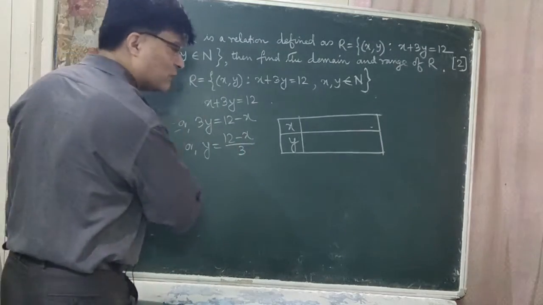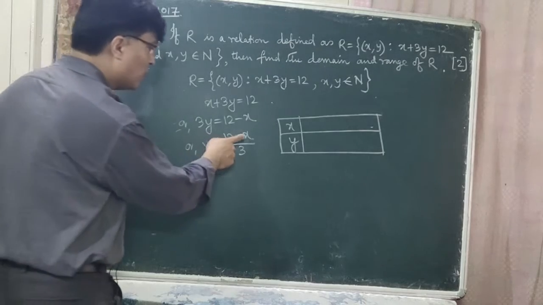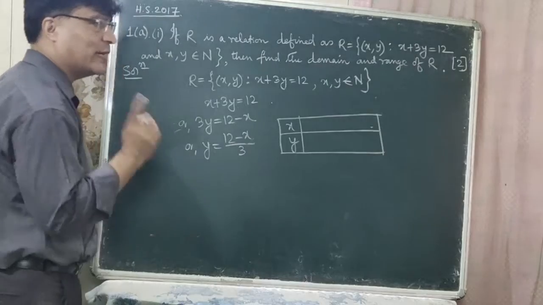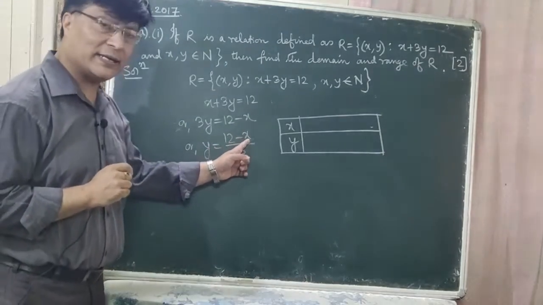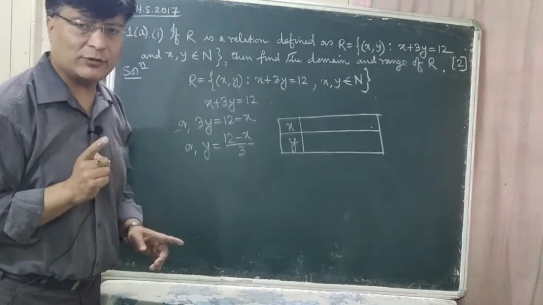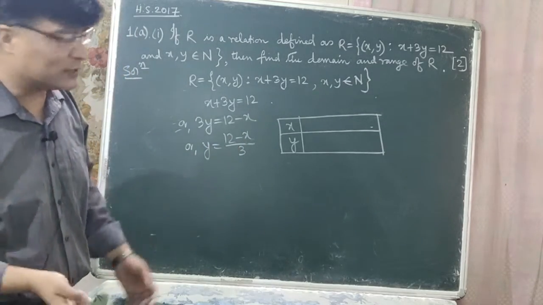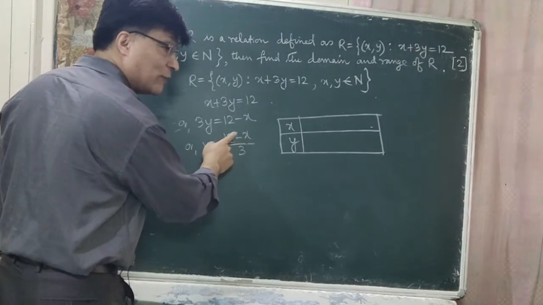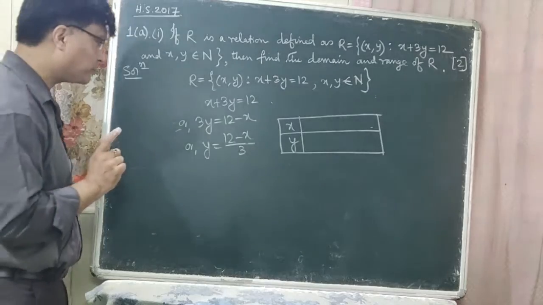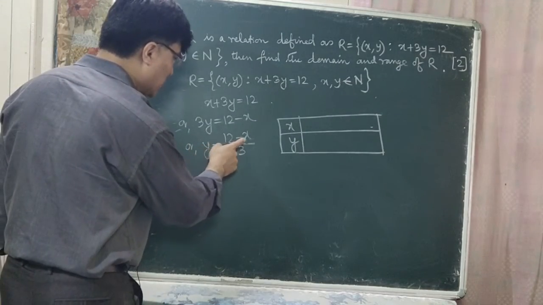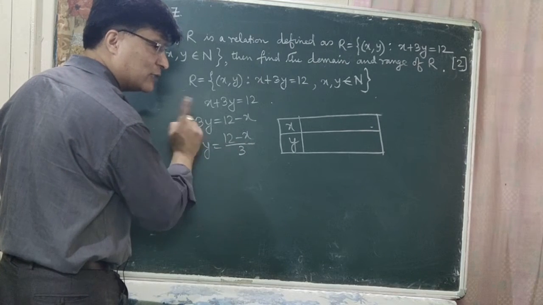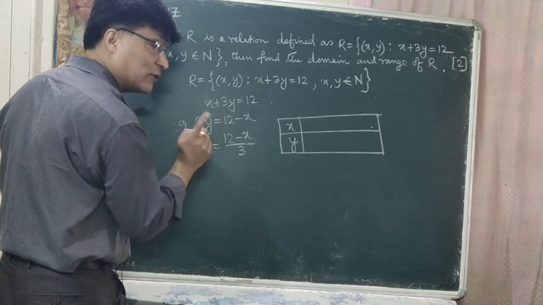You cannot take 0 out here. 0 is not a natural number. You can take 1. 12 minus 1 is 11. 11 is not divisible by 3. If you take 1 as a natural number here, 12 minus 1 is 11 and 11 is not divisible by 3. So that is not valid, isn't it? So let us take 2. 12 minus 2 is 10. 10 is not divisible by 3. You won't get a natural number in this case also, since 10 is not divisible by 3, right?